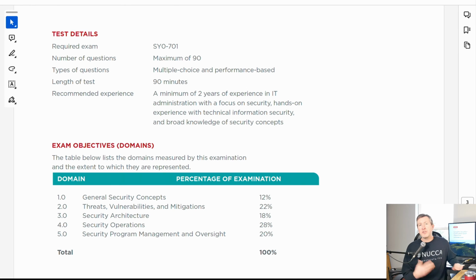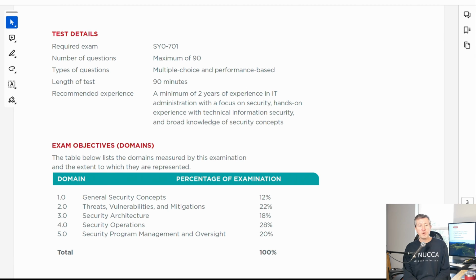So let's go ahead and move on down to the exam objectives as far as the big overall domains. There are 5 domains in the SY0-701 exam. So domain 1.0 is general security concepts. It's only 12% of the exam. But that's not to say that it's not important. We'll go into the details as far as the individual subdomains for each of these here in just a moment, by the way. But domain 2.0 is threats, vulnerabilities, and mitigations. That is 22% of your exam.